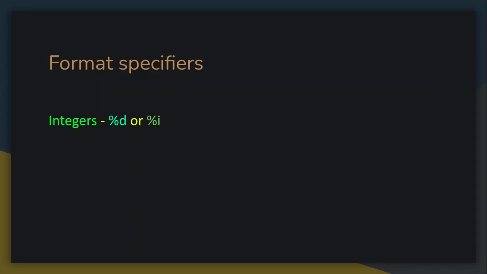It can either be D or I. Let's talk about the float. With the float, it can be F, that's it. For double, it's LF. For char, it's C. Does that make sense? I do hope it does.